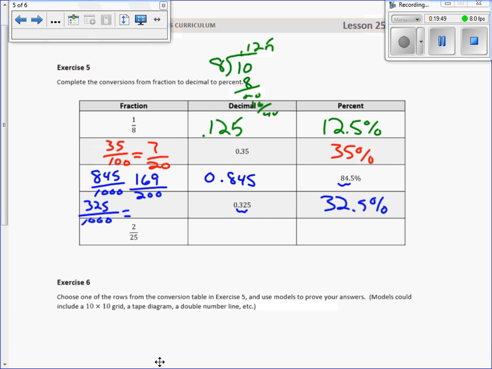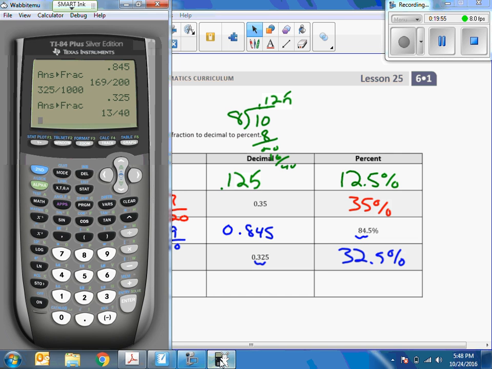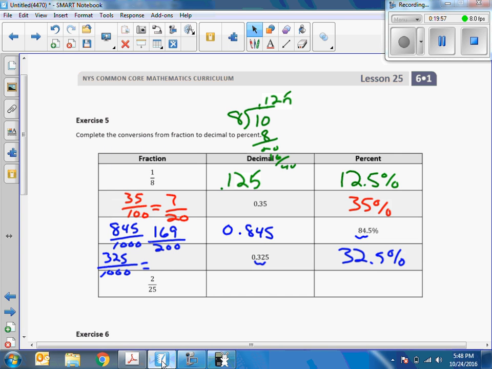Okay, what's the value again? 13 out of 40. Okay, so reduce, reduce, reduce. 2 out of 25, if I multiplied that by 4 over 4, I'm going to get 8 out of 100. Okay, that's 8 hundredths. That's 0.08, which is 8%.